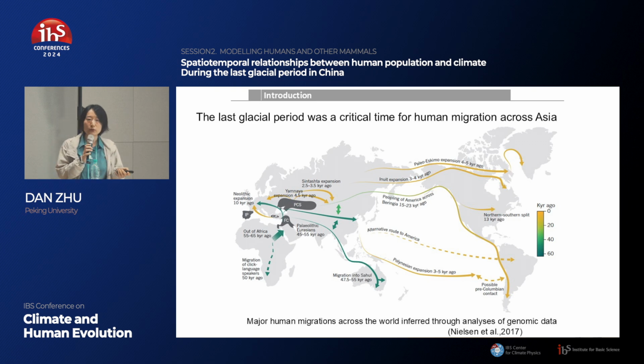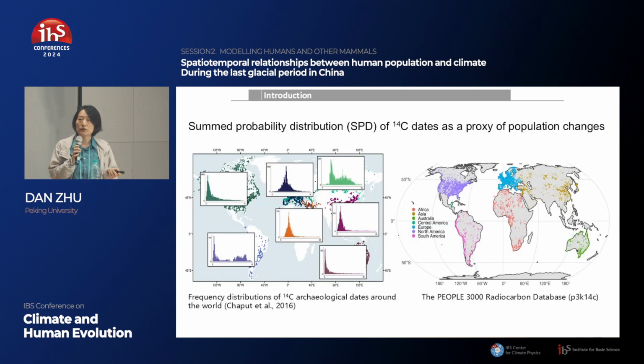Previous numerous studies have indicated a strong link between climate variations and the patterns of human expansion. So it is important to delve into their relationships during this time period in China. To achieve this, a key task is to reconstruct the ancient population changes.